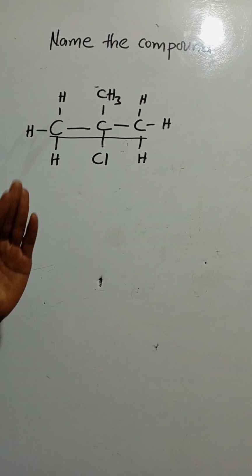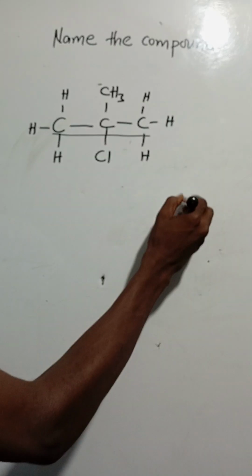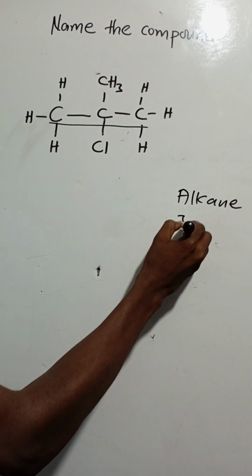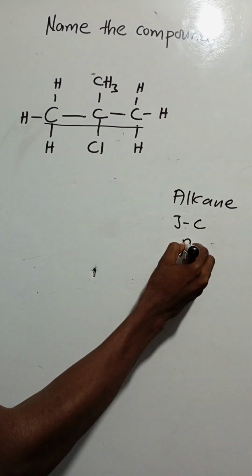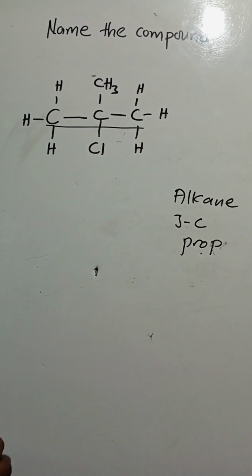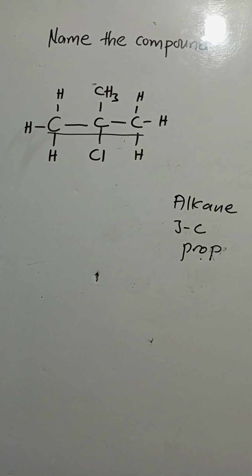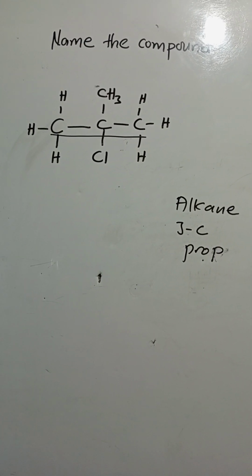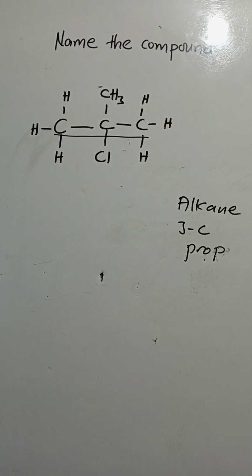After you have done that, identify the functional group of this compound. The functional group is what? Alkane. It contains 3 carbons, which is what? Prop. But after I've identified the parent chain, you number the parent chain.